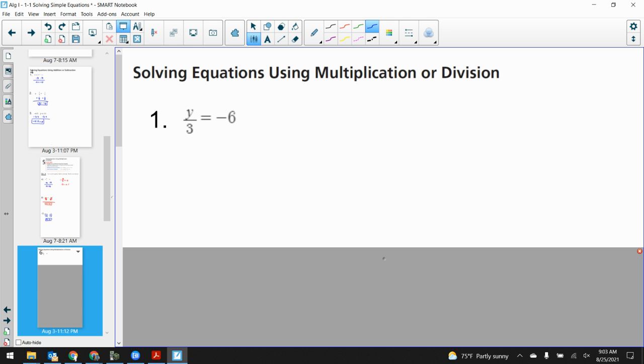What do we do here to solve for y? Nathan? Times 3. Good. Multiply by 3. So y is equal to negative 6 times 3, negative 18. Good. Questions there?